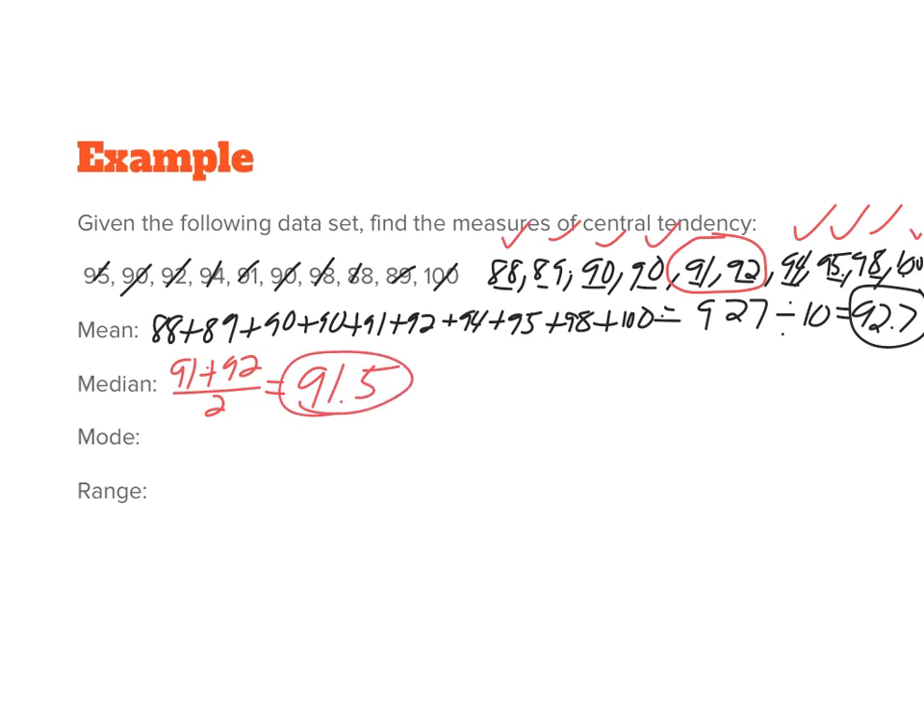The mode, looking for any numbers that appear more than once, I see 90 is listed twice, and that's the only one listed more than once, so my mode is 90. My range, I take the largest number of 100, subtract from it the smallest number of 88, giving me an answer of 12 for my range.